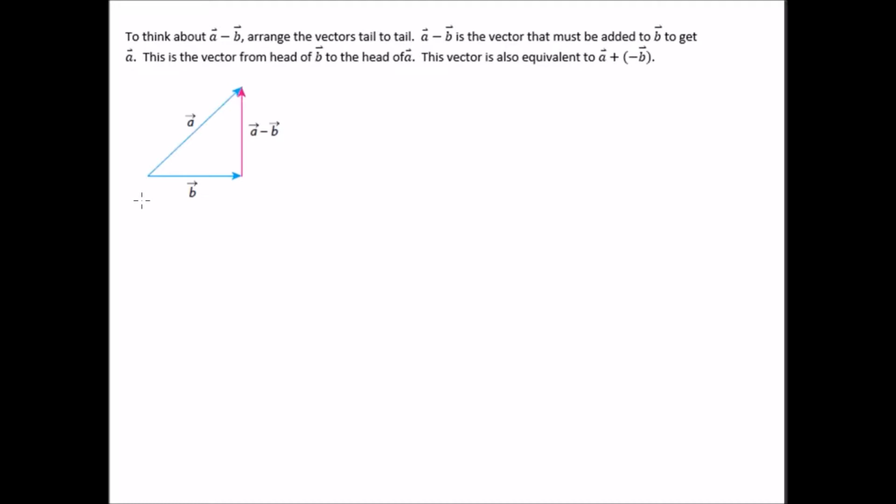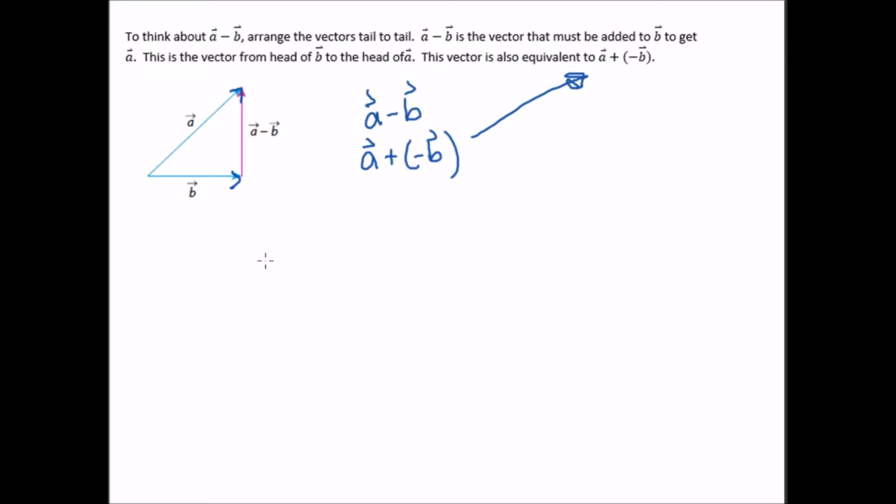Now, when we think about A minus B, the subtraction, what we can do is arrange the vectors tail to tail, because essentially vector A minus vector B is just vector A plus the opposite of vector B. Vector A minus vector B is the vector that must be added to B to get A. This is the vector from the head of B to the head of A.